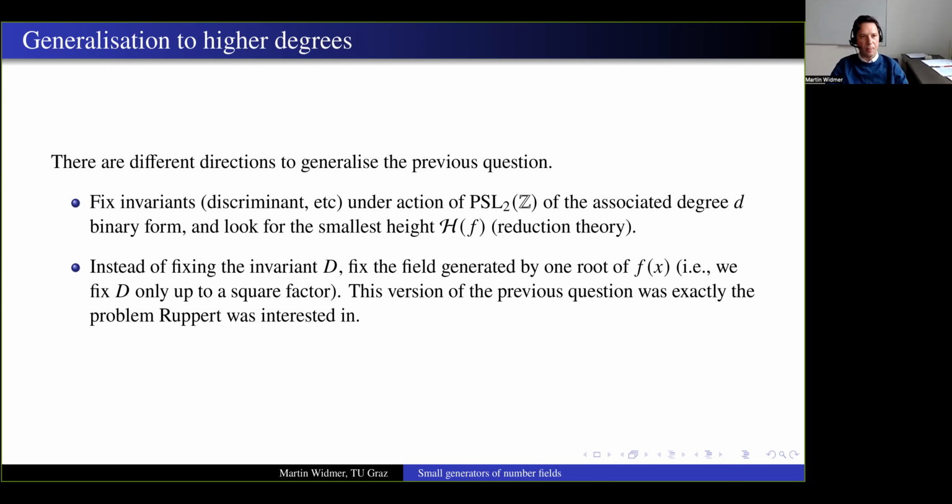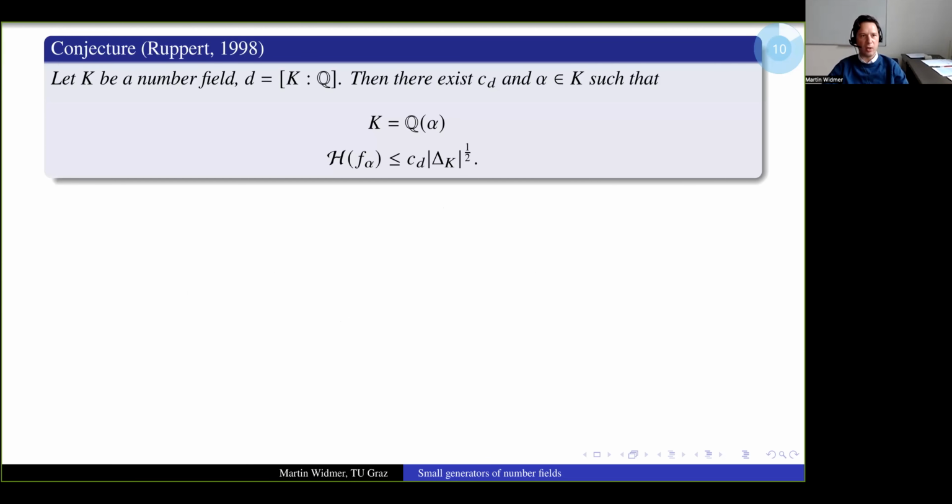And so this led Ruppert to the following question. As I said, Ruppert never formulated it as a conjecture, but a few years ago some people started to call this Ruppert's conjecture. Ruppert's original question was, if you're given a number field K, and throughout this talk, d will always denote the degree of the number field K, does there exist a constant C_d such that there exists a generator alpha of the field K whose height of the minimal polynomial of alpha is at most C_d times the square root of the modulus of the discriminant of K?